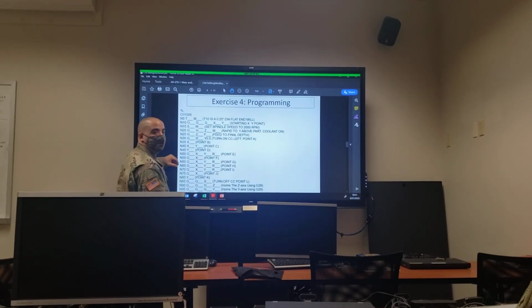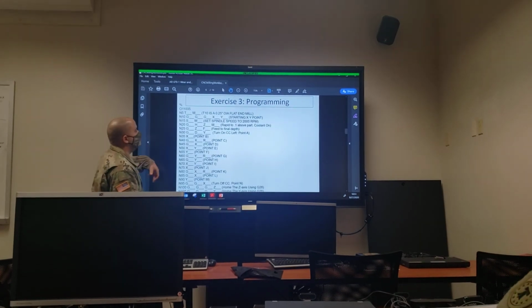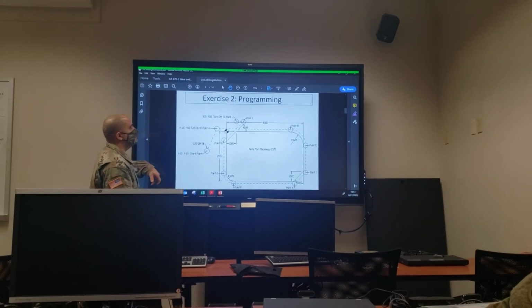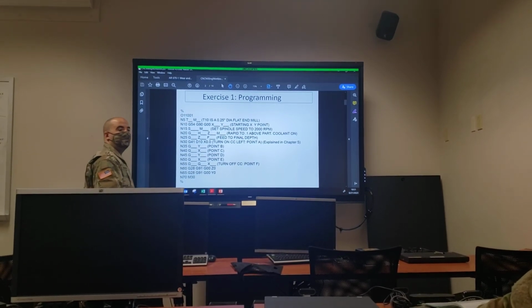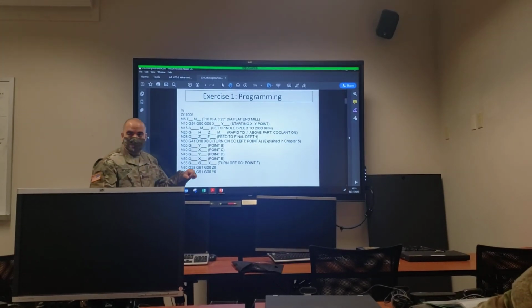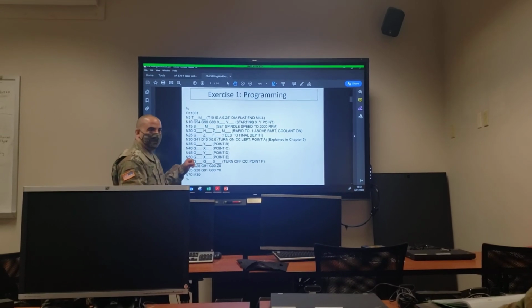So the thing to remember is that the machine in the MWMSS doesn't have a tool changer. Oh, it does not? Does not. So we have to manually change the tool every time. You guys remember how to do that? Yeah.